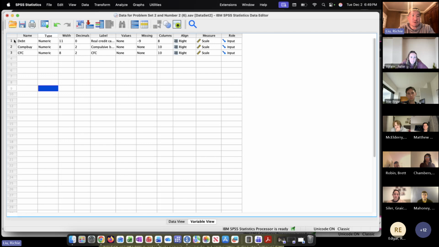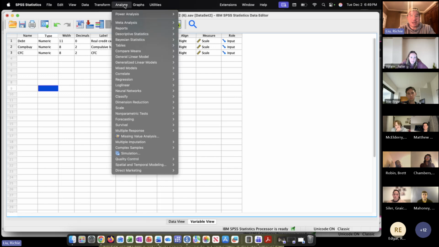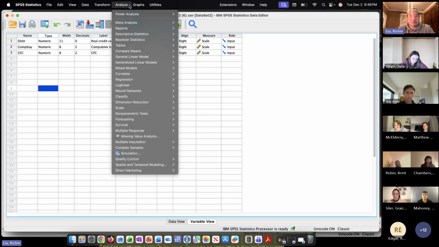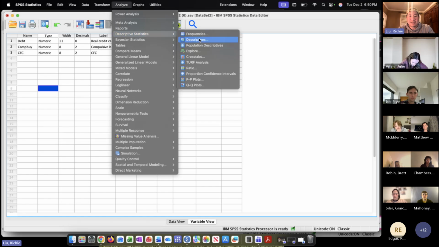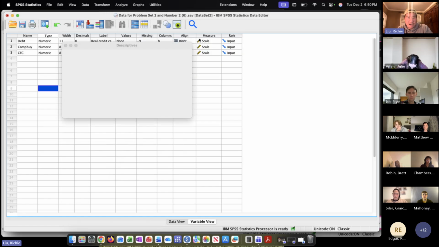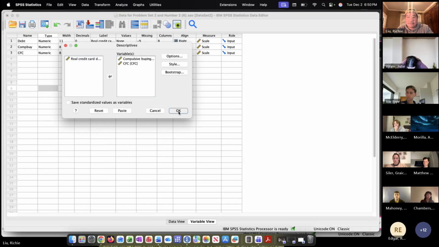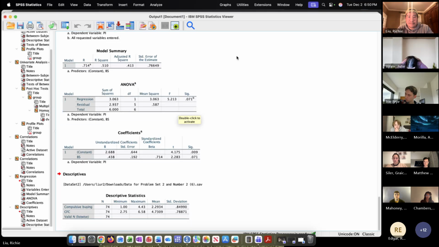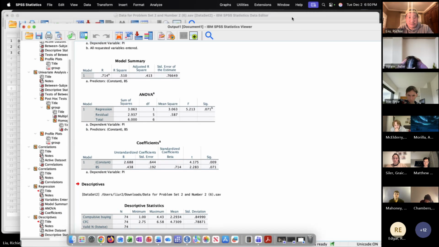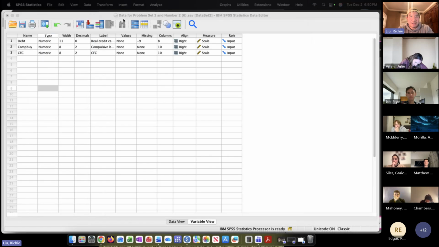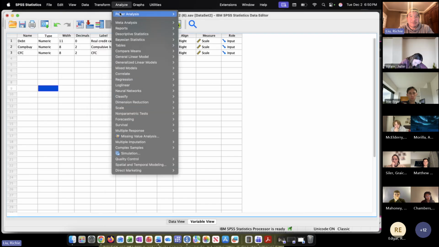So let's go ahead and start this process. I don't need to mean deviate the dependent variable, so I just need to run descriptives on the 2 IVs. Analyze, descriptive stats, and then I'm going to pull over compulsive buying tendency and CFC. All right, so those are my means there. I'm going to pull this aside for a sec so I can use my other screen, but I'll go ahead and run the mean deviated variables.